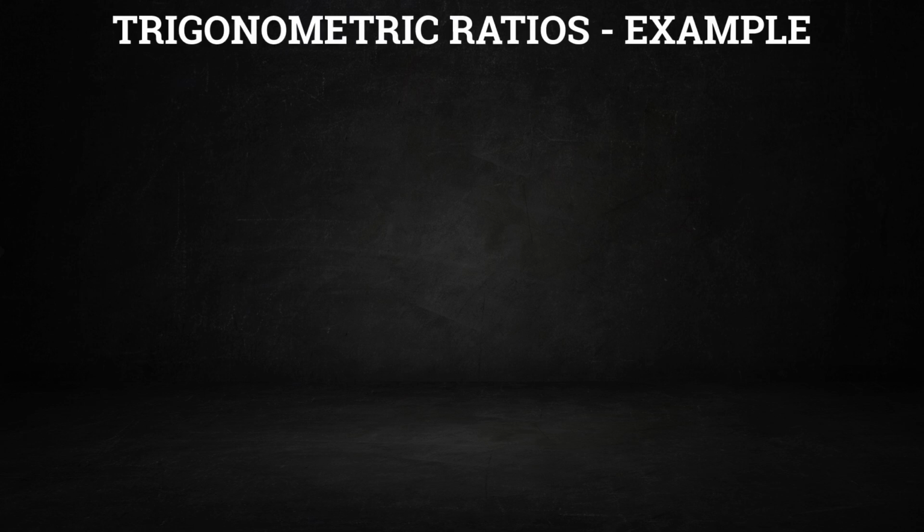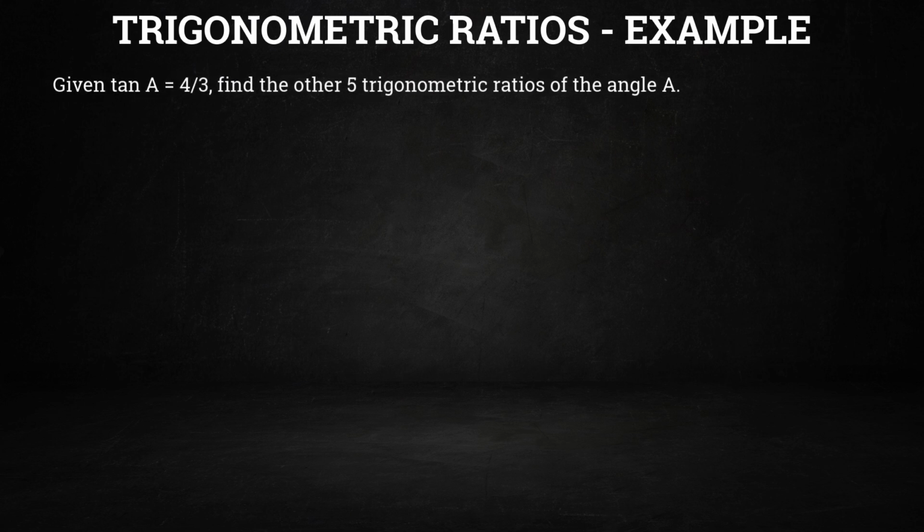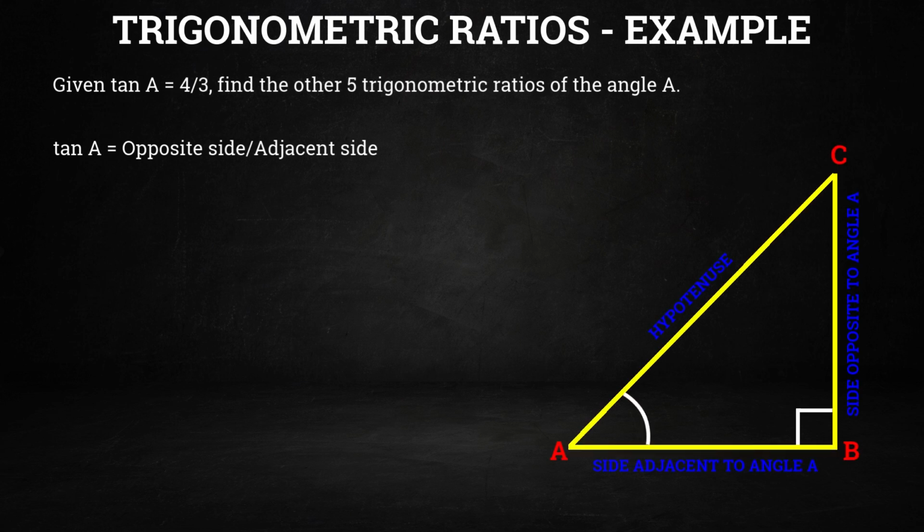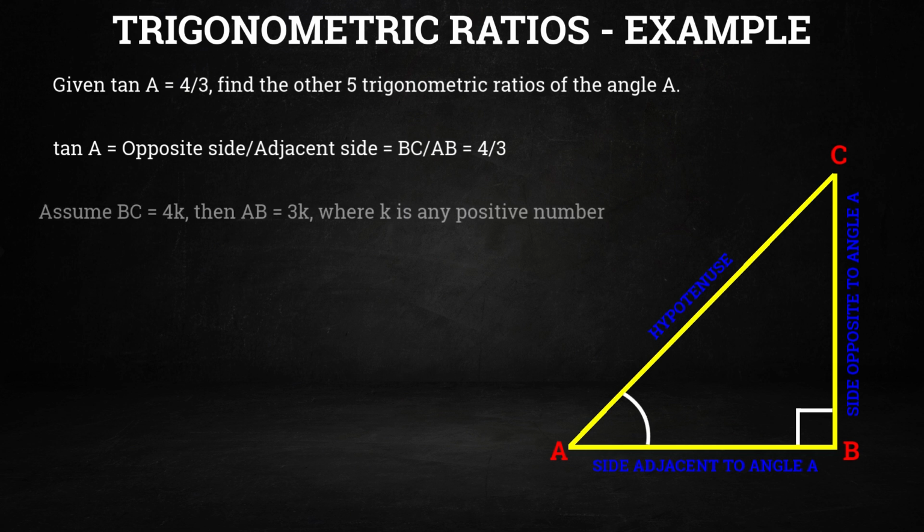Let us now solve an example together. You are given that tan A equal to 4 by 3 and you are asked to find the other 5 trigonometric ratios of angle A. First, recall that tan A equal to opposite side over adjacent side, that is BC over AB. So if tan A equal to 4 by 3, we can assume BC equal to 4K and AB equal to 3K, where K is any positive number.